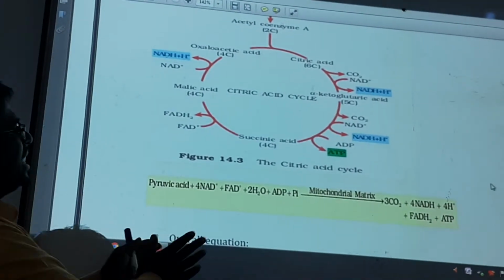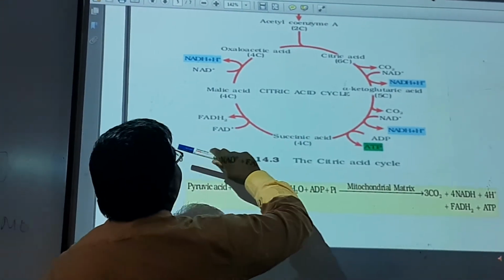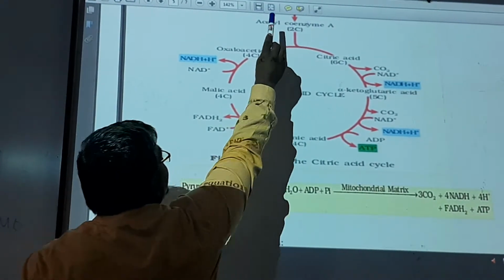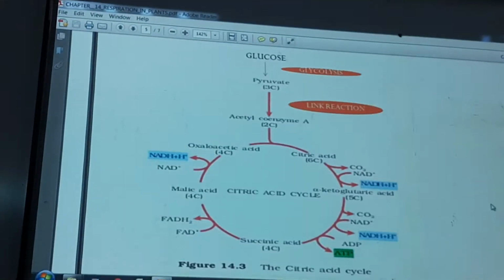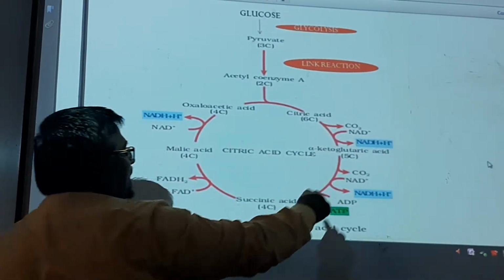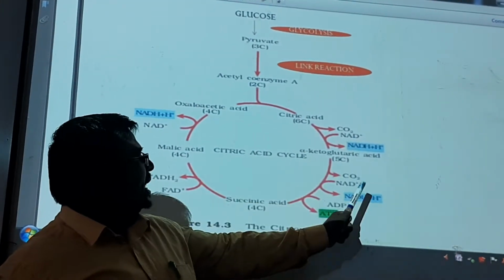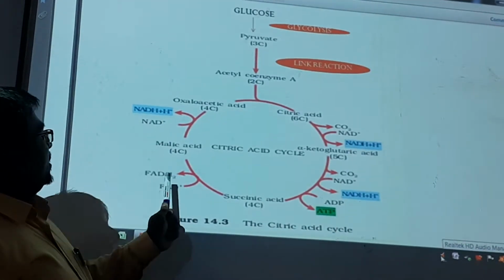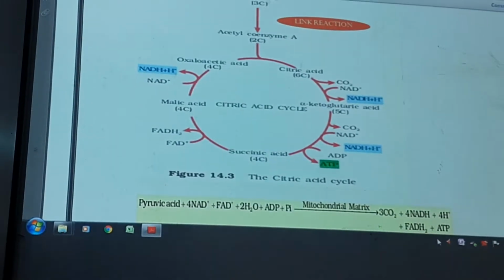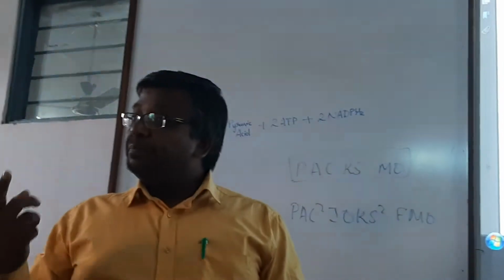So now in a single Krebs cycle, how many carbon dioxide is synthesized? 1, 2, 3. Here 1. If you remember, at the pyruvic acid level itself, 3 carbon becomes 2 carbon. Here 1 more carbon dioxide is liberated. So totally 3 carbon dioxide is liberated. NADH2, how many are formed? 1, 2, 3. 1 FADH2. 1 ATP. So 3 NADPH2, 1 FADH2, 1 ATP per Krebs cycle.